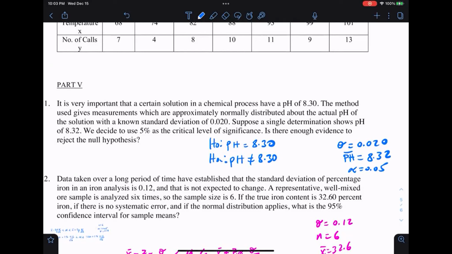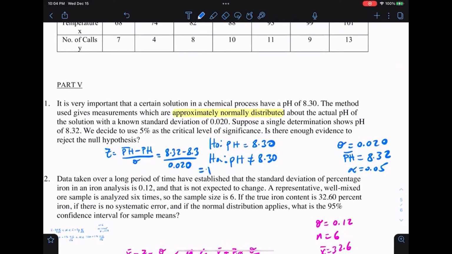Okay, so let's check. I need to do a Z-test because they said that the distribution is normal, and I have everything to do a Z-test. So Z equals pH hat minus pH over sigma over the square root of n. But this time it's just one single determination, so I don't need n. If I put 1, the square root of 1 is just 1, so it doesn't matter. So pH is 8.32 minus 8.3, over the standard deviation 0.020. You divide those two, you get 1.